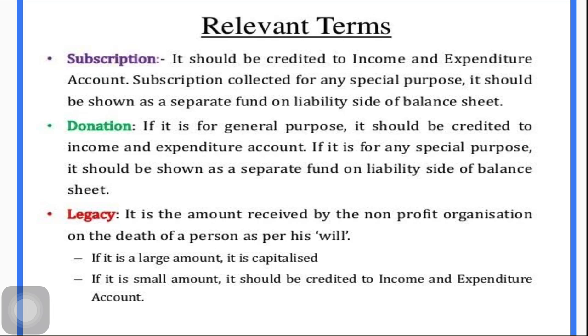Next is donation. Donations can be of two types: general donations and specific donations. When a person gives a general donation, he does not say for what purpose the donation has to be used. There is no condition associated with the donation, so that is known as a general donation. That is your income and it will be shown in the income and expenditure account. Specific donation means it is given for a specific purpose, like donation for a sports tournament, donation for a building fund, or donation for a prize fund. Such donations you have to show separately on the liability side of the balance sheet.